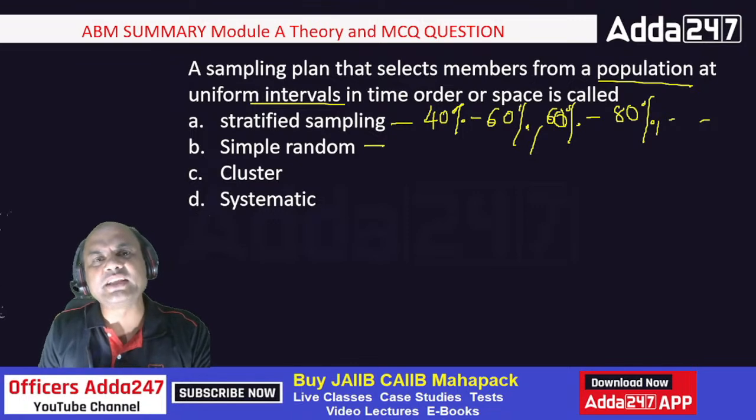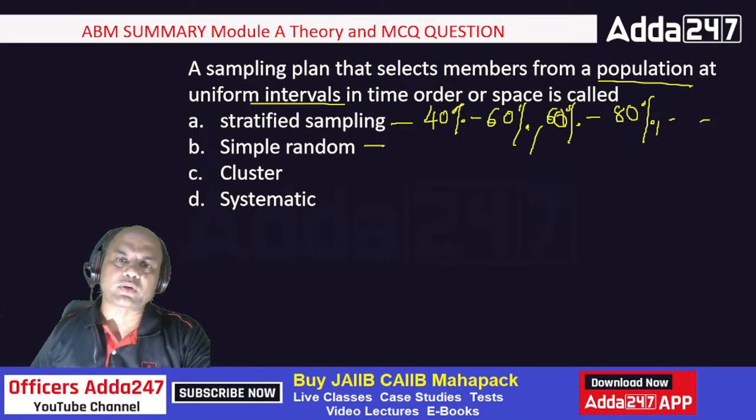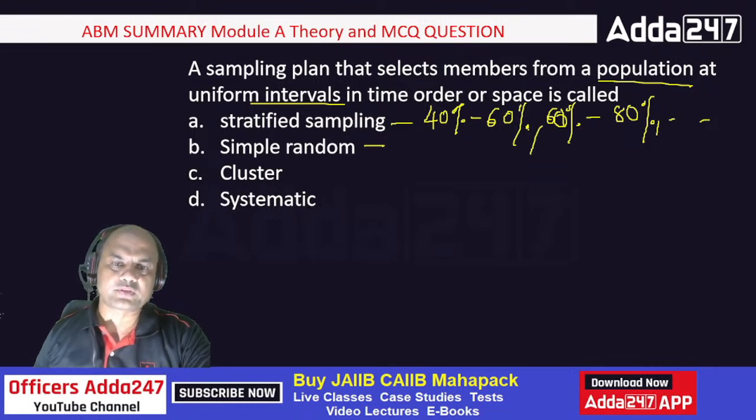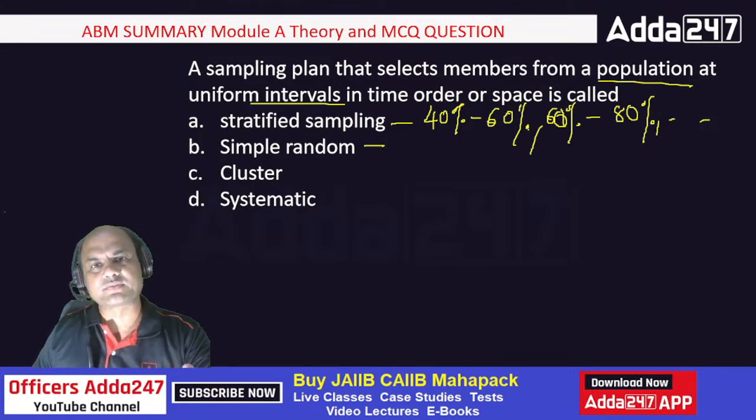Simple random means what? I'll select any student, just close my eyes and tell that any 10 students from this group should come out. So that is simple random. Simple random means basically anyone has an equal chance.